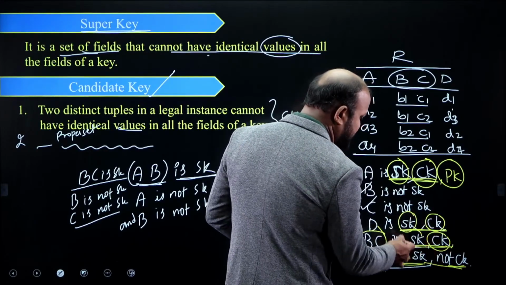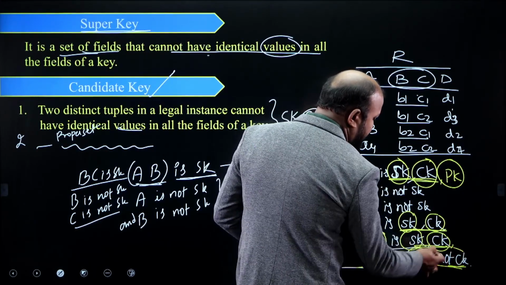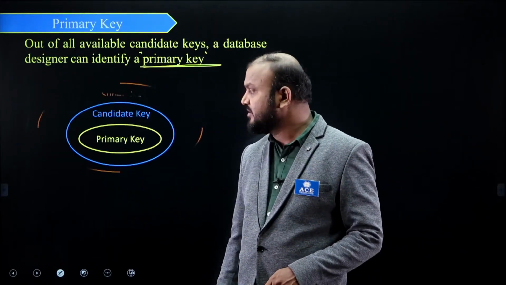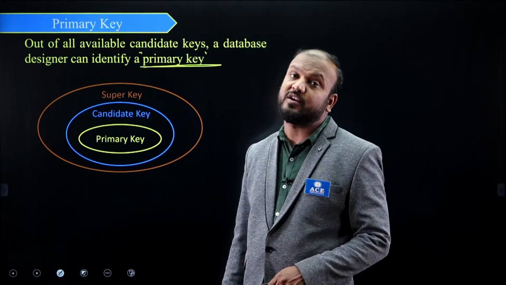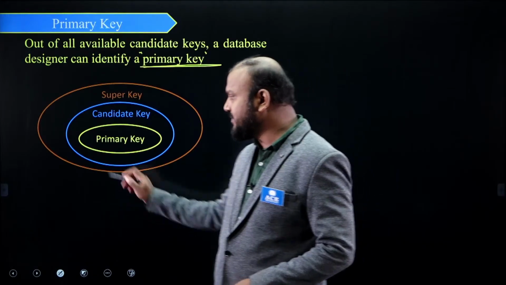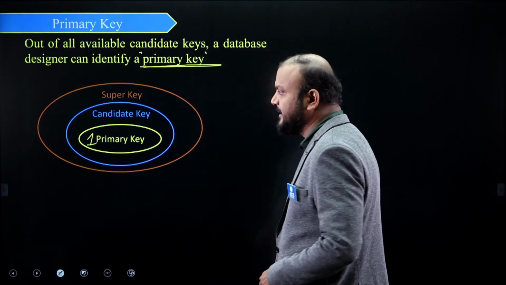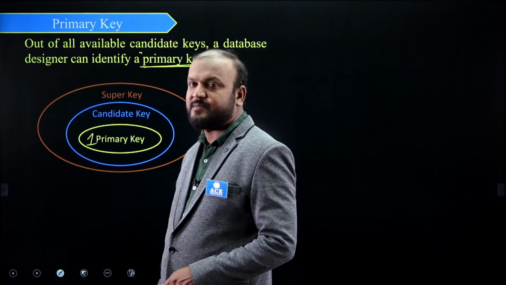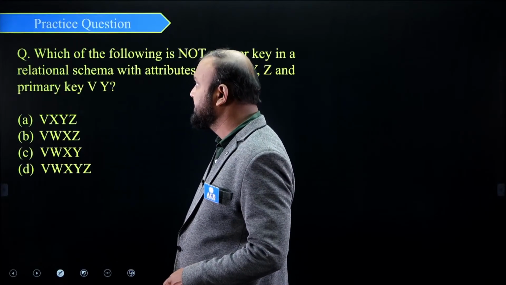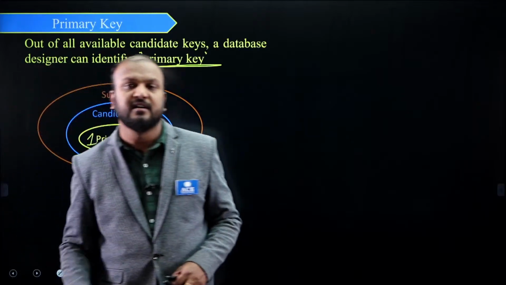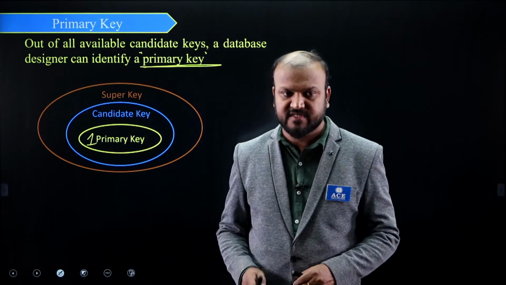This is a candidate key, also a super key. But it is a super key, but not a candidate key. What does it mean? Every candidate key is a super key, but every super key need not be a candidate key. So how many primary keys are allowed? One primary key. That one will be a subset of candidate keys, and all these candidate keys are a subset of super keys. Right? Okay. This is about the integrity constraints that we have discussed.